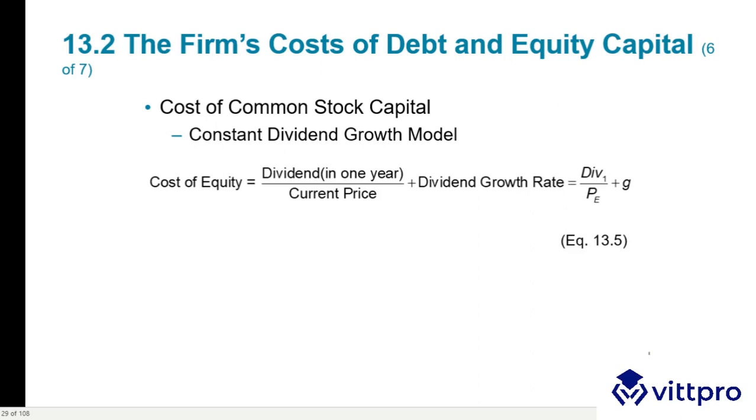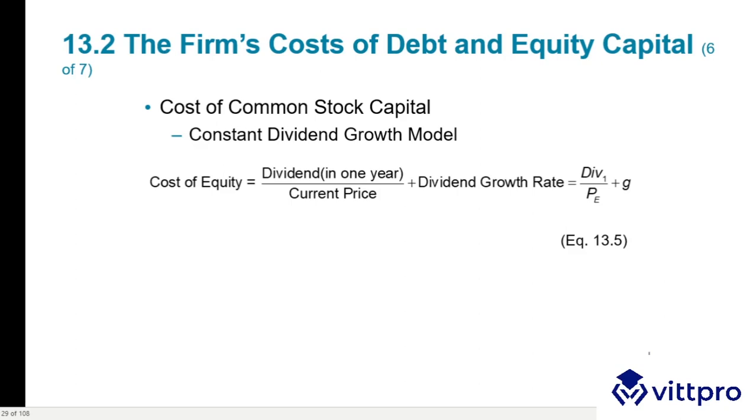Remember what the equity formula was? It was dividend divided by 1 plus r, right? If you reverse the formula, you can also get the cost of equity by dividend divided by price plus g, the growth rate. So that is also the cost of equity. That's another way of looking at the cost of equity.